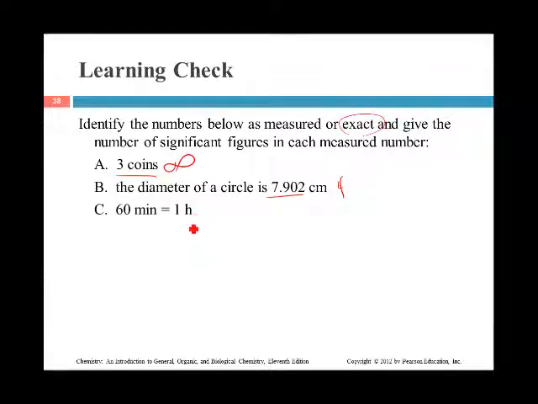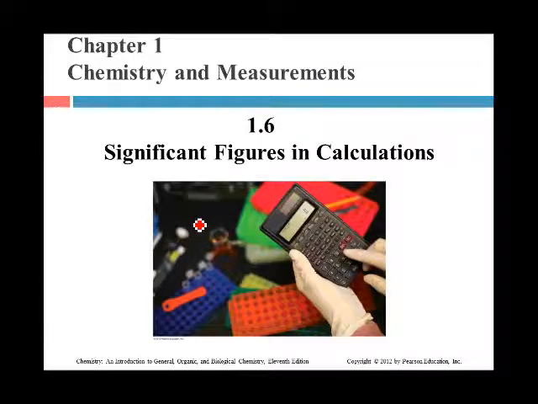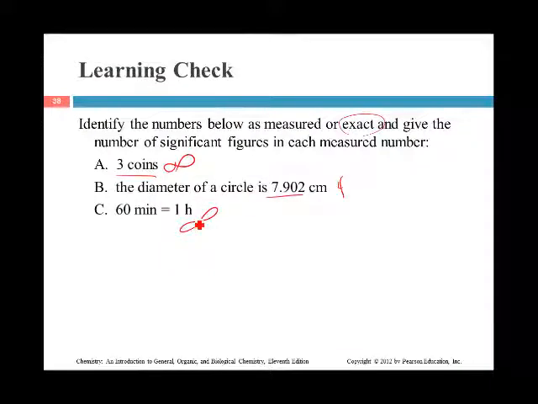60 minutes is equal to 1 hour. No matter what, there will always be 60 minutes in an hour. That's the definition. Therefore, once again, that's exact, and it's going to have infinite. Okay, and that is all we're going to talk about with 1.5 and significant figures. The next video will be consisting of significant figures and calculations.